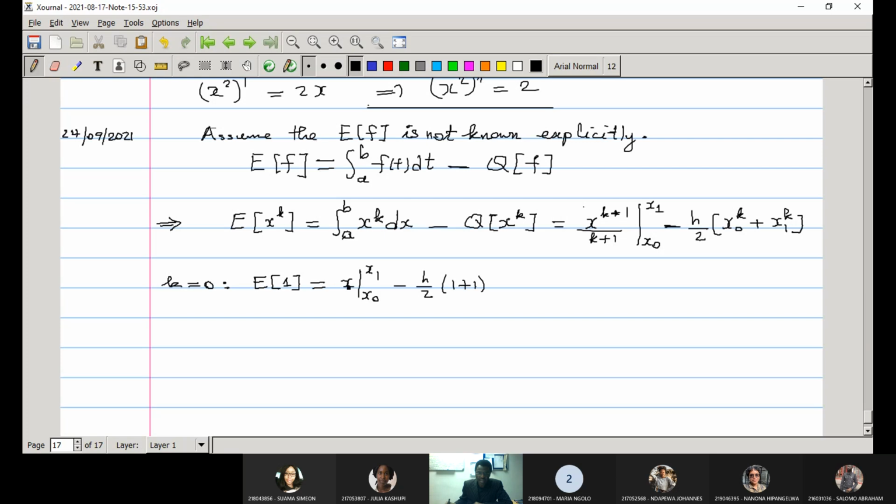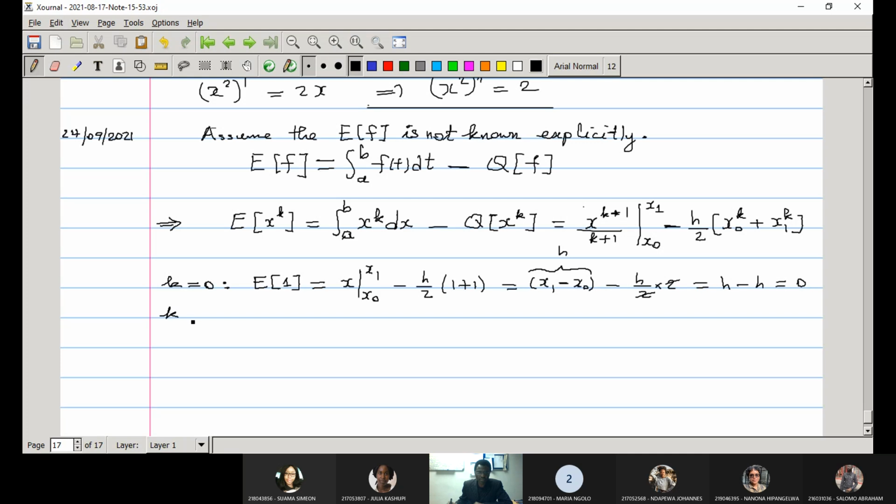Now, what is this? X at x1 is x1 minus x at x0. So this will be x1 minus x0, minus h by 2 times 2. So you see that these two cancel out. You see that this is the difference between two consecutive terms. x1 minus x0 is h. So this is h minus h, which is 0.